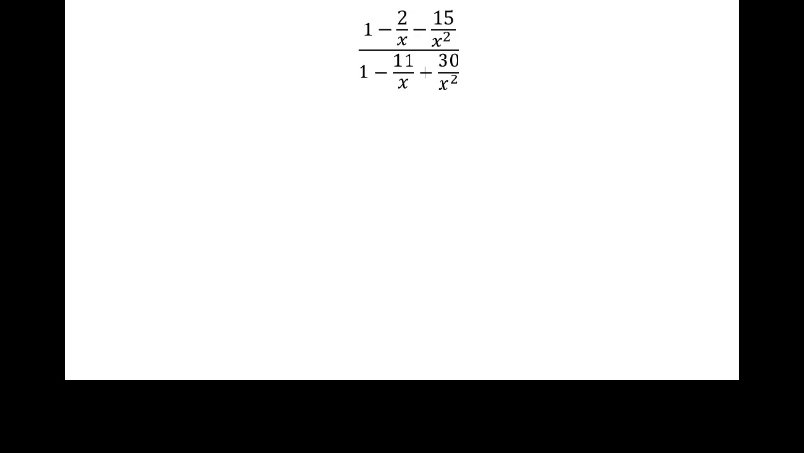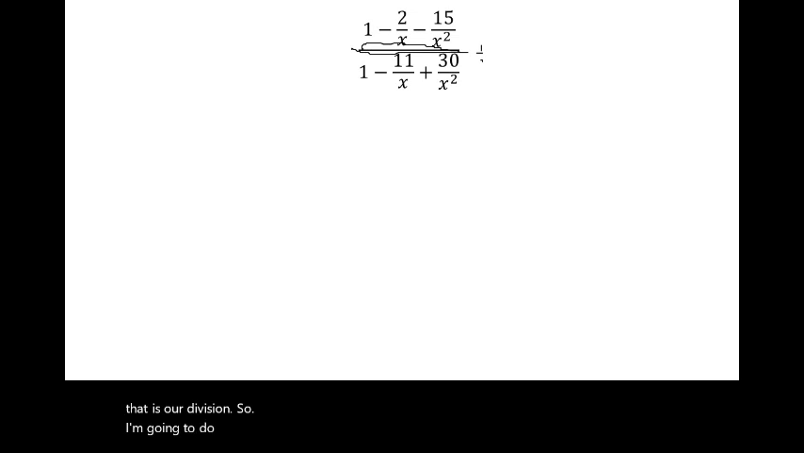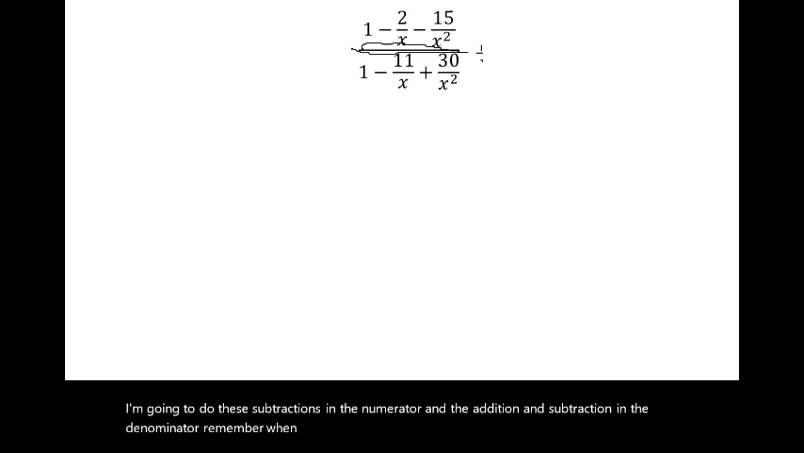So then for this last one, it's going to be basically the same idea. I see a bunch of subtraction on the top and some addition and subtraction on the bottom. This fraction bar that is in the middle here, that is our division. So I'm going to do the subtractions in the numerator and the addition and subtraction in the denominator. Remember, when you have addition and subtraction performed together, you're going to do them in the order that they appear when you read the problem from left to right.